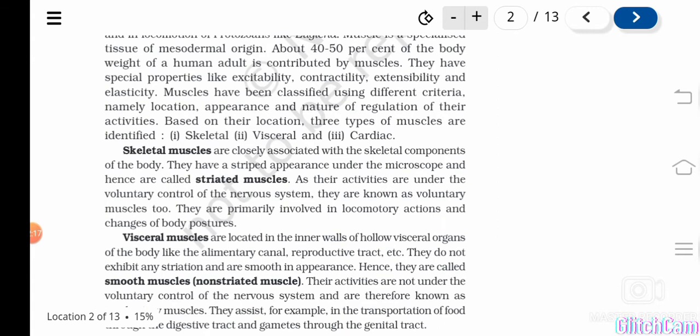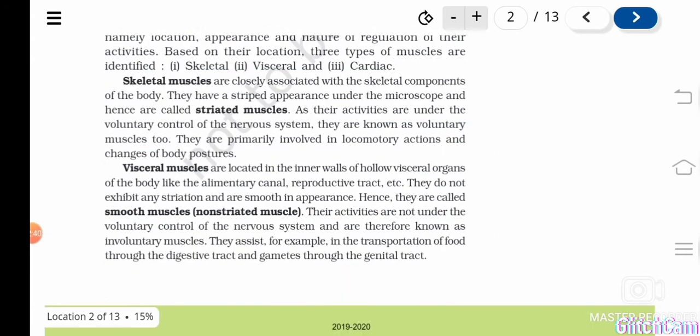And the smooth muscles are also known as visceral muscles, because they are located in the inner walls of the hollow visceral organs, like the alimentary canal, reproductive canal, etc. They are not under the control of our nervous system, so they are also known as non-voluntary muscles. They do not have any striations, so they are also known as smooth muscles. So likewise, I have told you about skeletal muscles and visceral muscles.